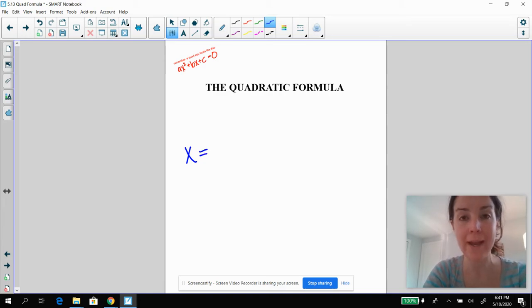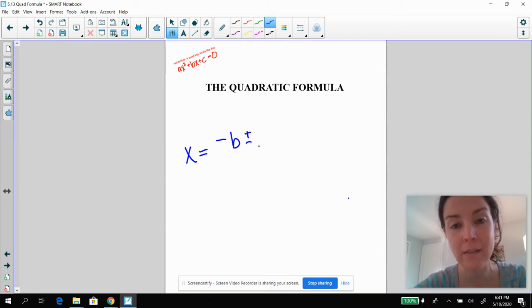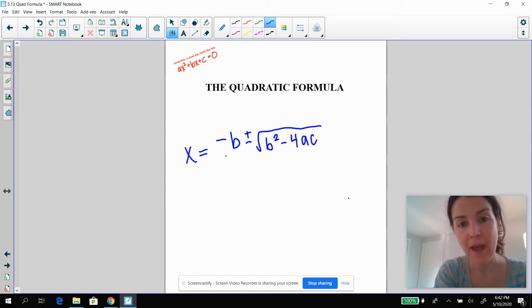So here's how it goes. We can solve for x by doing the following. X equals -b plus or minus the square root of b squared minus 4ac, and then all of that is over 2 times a.